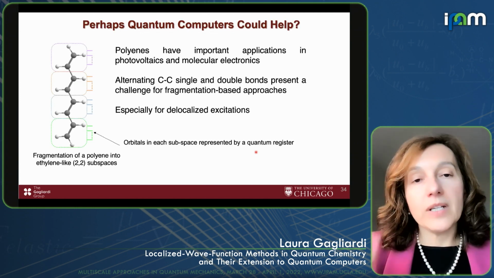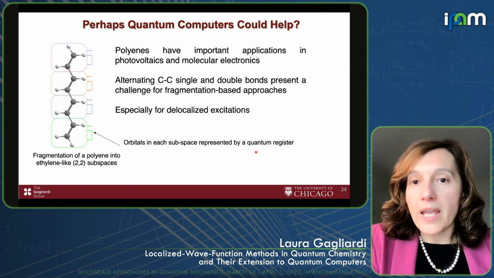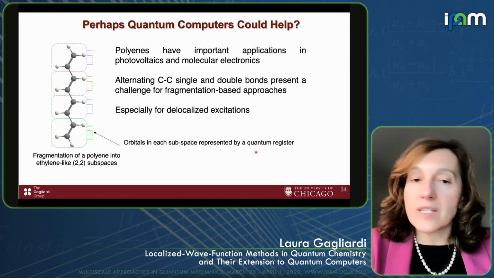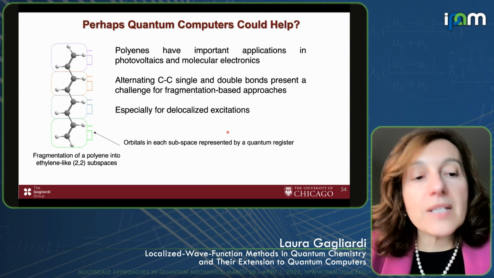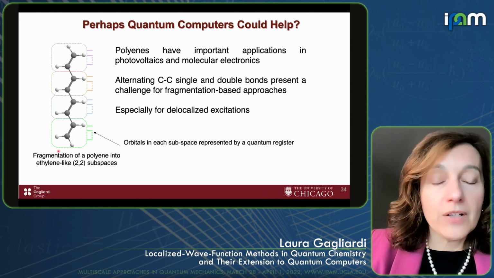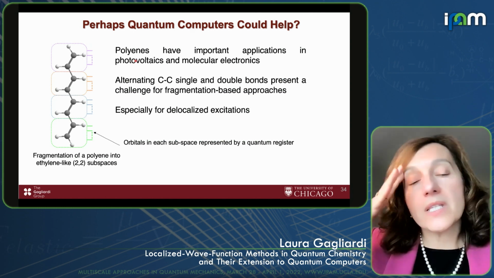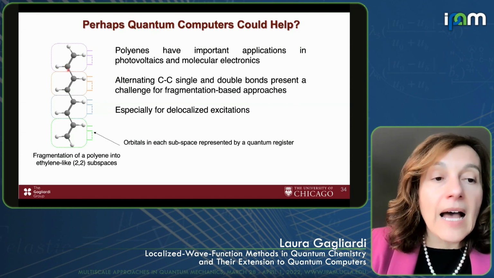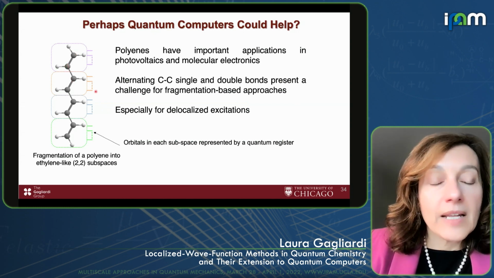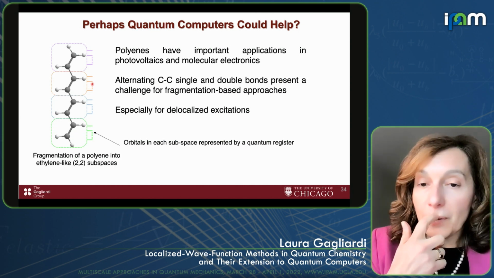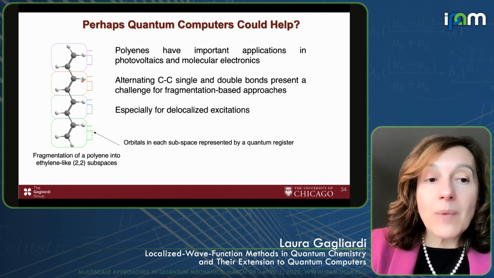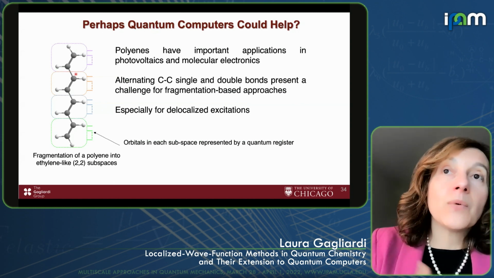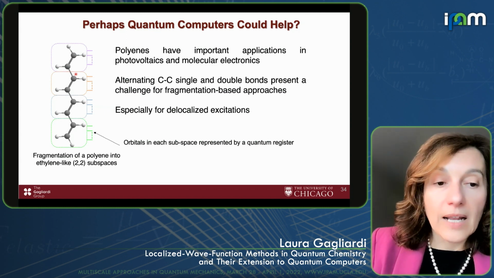So how could we eventually proceed in a different way? Here is where perhaps quantum computers could help us with this methodology. Again, let us think about these polyene chains, which have important applications either in photovoltaics or molecular electronics, and where we have this alternating double and single bond. As we said before, these are challenges for fragmentation methods, especially if we don't just look at the ground state, but at excited states where these excitations are delocalized.